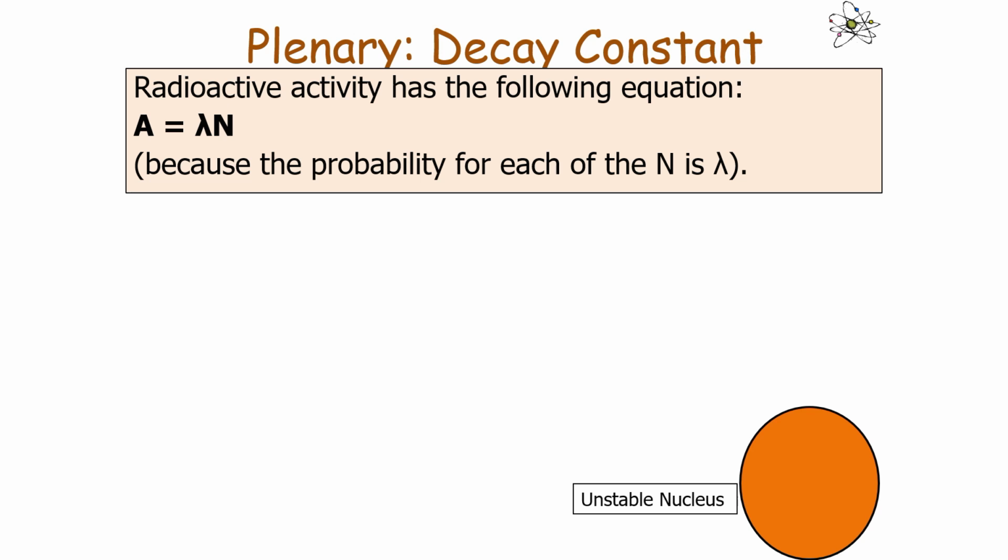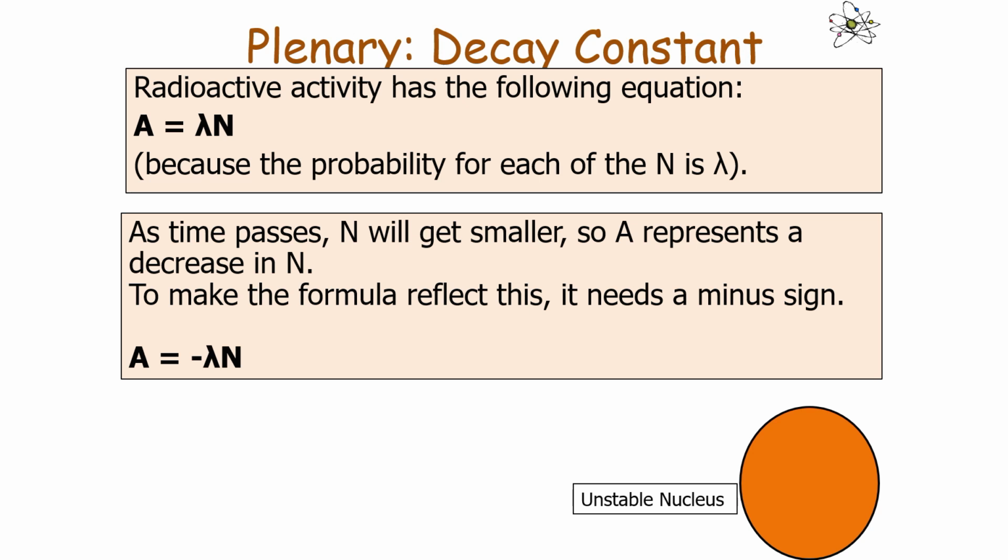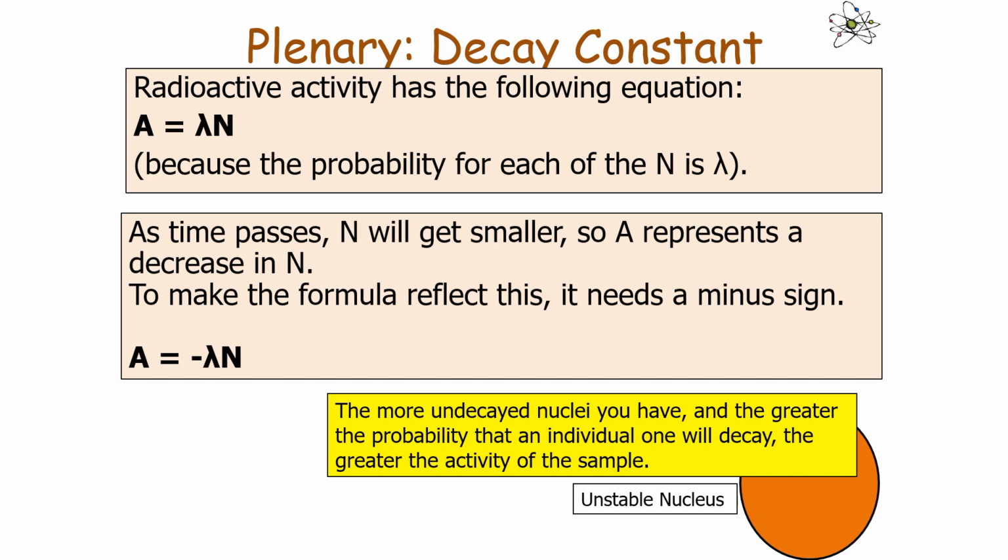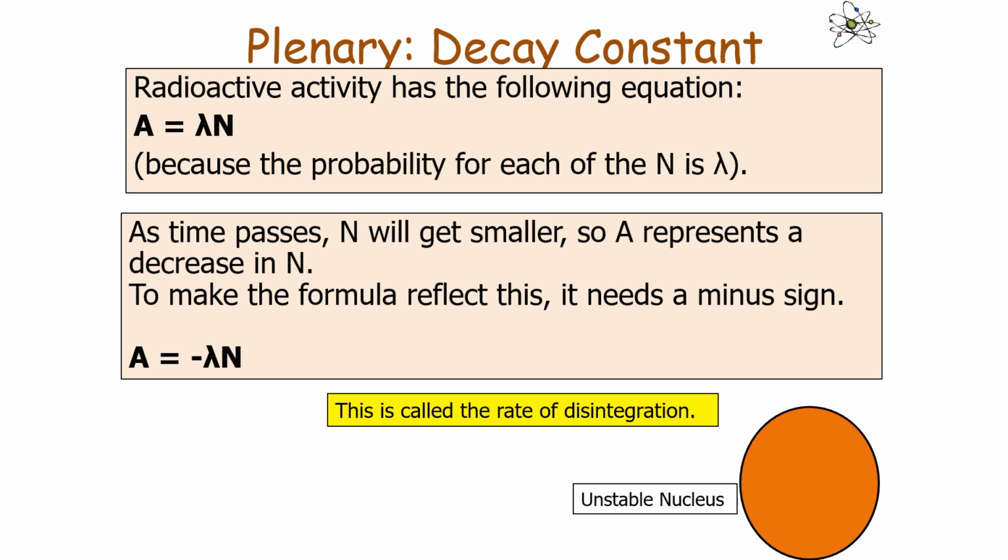A is equal to lambda n. However, as time passes, n will get smaller because the number of radioactive nuclei will be decreasing. So A represents a decrease in n, so to make the formula reflect this, it does need a minus sign. So A is equal to minus lambda n. So the more undecayed nuclei you have and the greater probability that an individual one will decay, the greater the activity of the sample. So we can also refer to activity as the rate of disintegration.